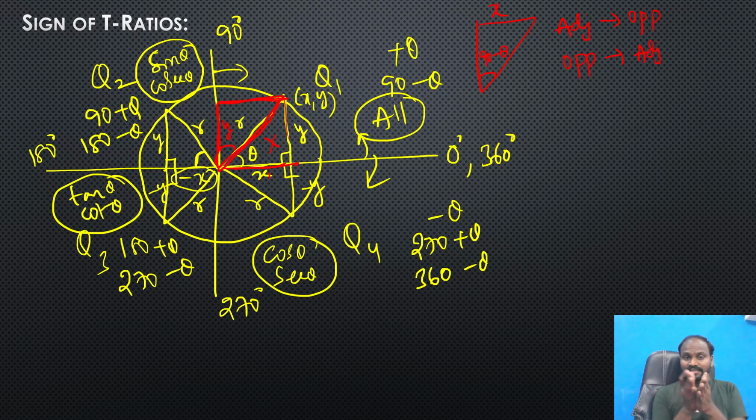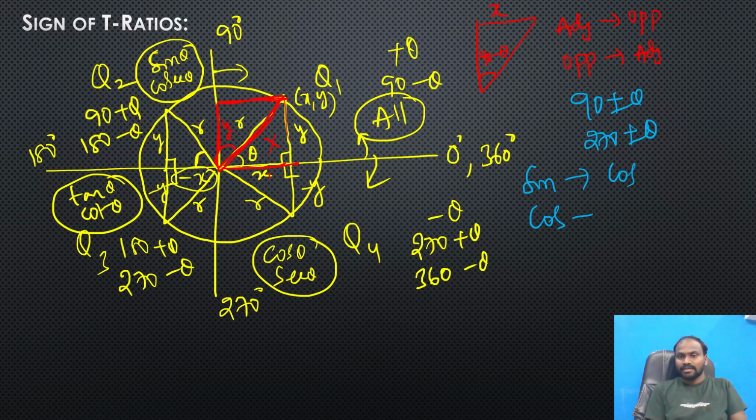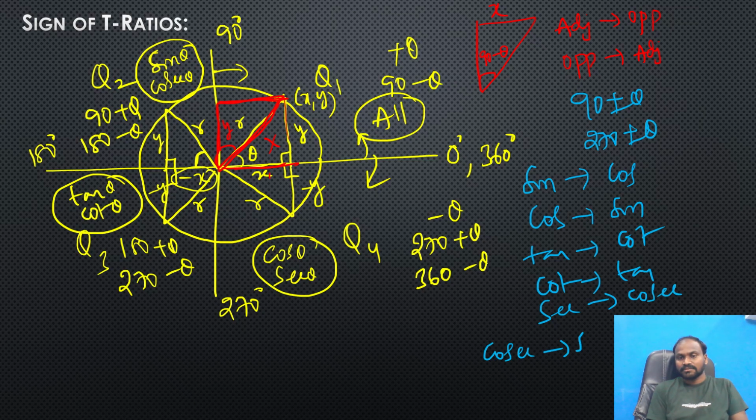Simply you can see that when you are taking a right angle triangle on the y-axis, the sides are changing. Adjacent becomes opposite and opposite becomes adjacent. That means for 90 plus or minus theta and 270 plus or minus theta, because I am taking the right angle triangle on the y-axis, sine becomes cos, cos becomes sine, tan becomes cot, cot becomes tan, secant becomes cosecant, and cosecant becomes secant.